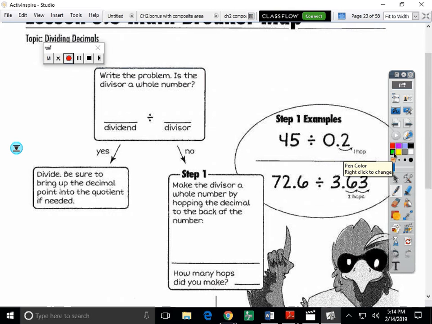So let's go ahead and try something different. I'm going to give you something like 30 8/10. And in this case, we're going to divide by 0 and 40 hundredths.